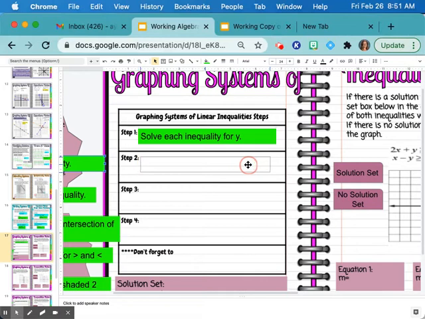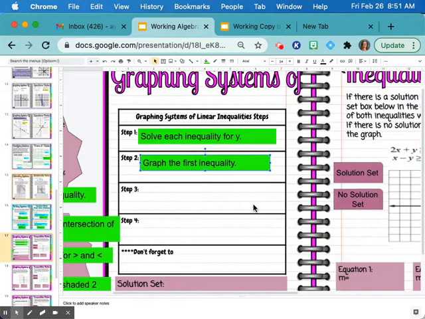Step 2, you're going to graph the first inequality. So whenever you graph inequalities, remember shading above and below. Think about an airplane. If you stick your arms out and you match the line, wherever your head is, that's above. Wherever your legs are, that's below. So you'll graph the first inequality, use dotted and solid.